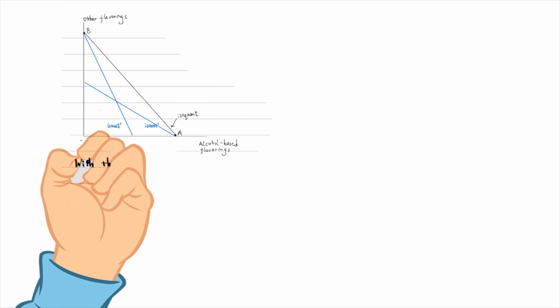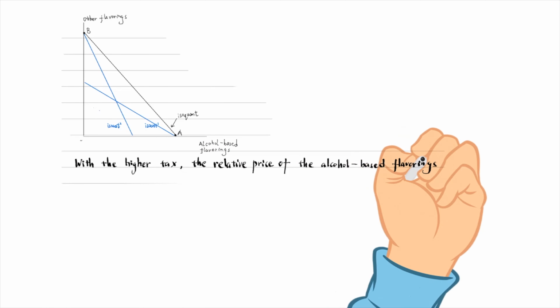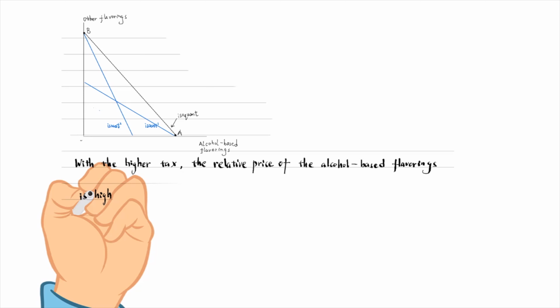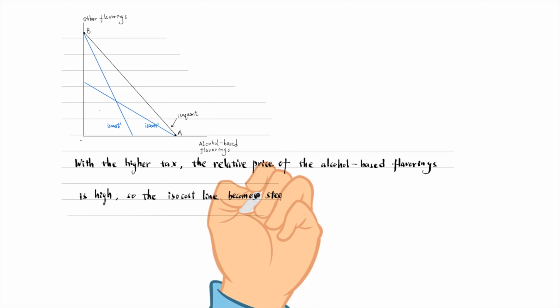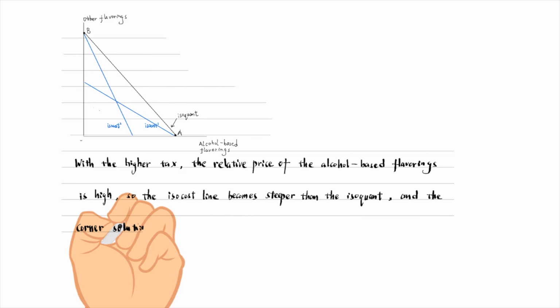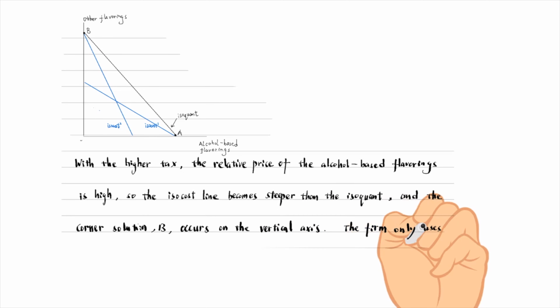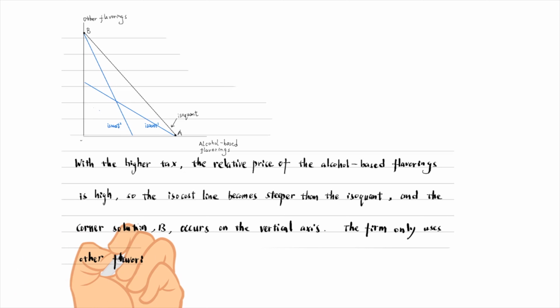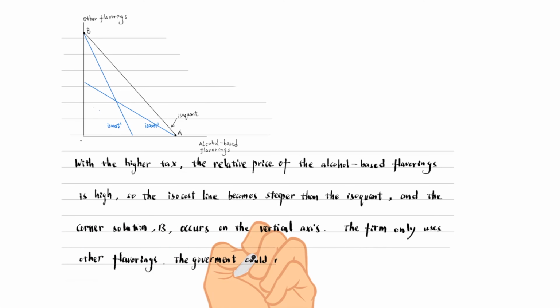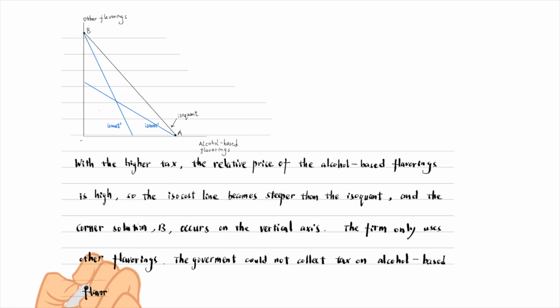With the higher tax, the relative price of the alcohol-based flavorings is high. So the isocost line, isocost 2, becomes steeper than the isoquant. And the corner solution, B, occurs on the vertical axis. The firm only uses other flavorings. The government could not collect tax on alcohol-based flavorings as a result.